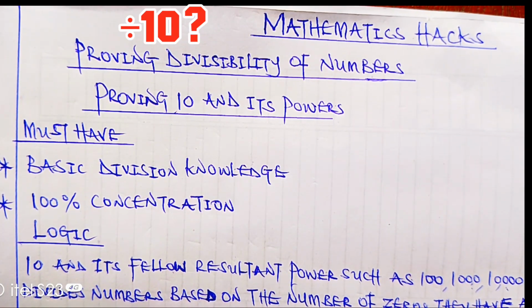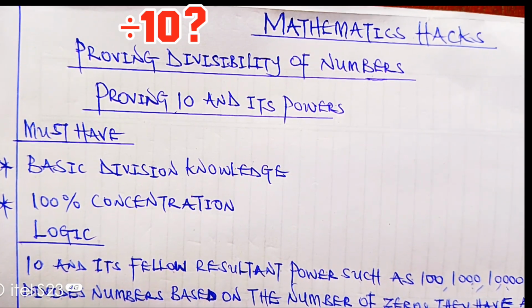So we've been on this series for some time. We've taken a couple of numbers. We've taken proven 2, proven 3, proven 4, 5, 6, 7, 8, 9, and today we're going to be looking at proven 10 and its multiples.